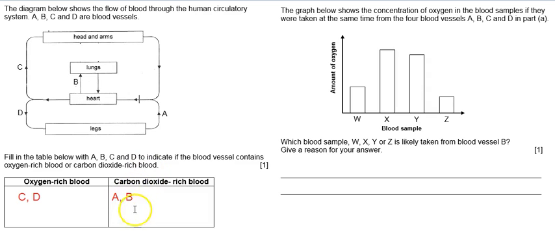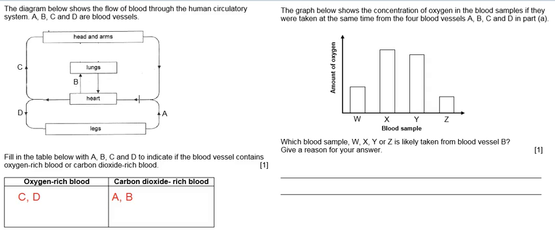We've already known that this is carbon dioxide rich blood, but here in this graph we have X and we have Y that is rich in oxygen. Then we have W and Z, which is lower in oxygen. Z is the lowest in oxygen. Alright, so which one of these would be B, right? And Y? Okay, we know that when blood is rich in oxygen, it will be the lowest.